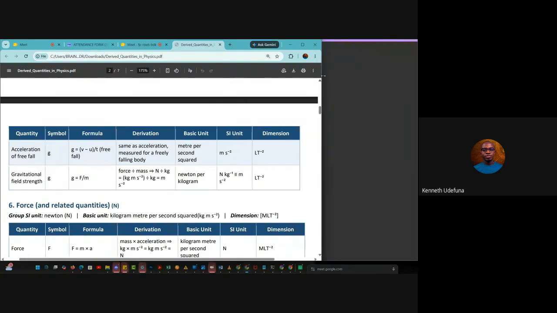Let me go again. I have my G, and the formula for gravitational field intensity is F over M. After this quantity, you write the formula.